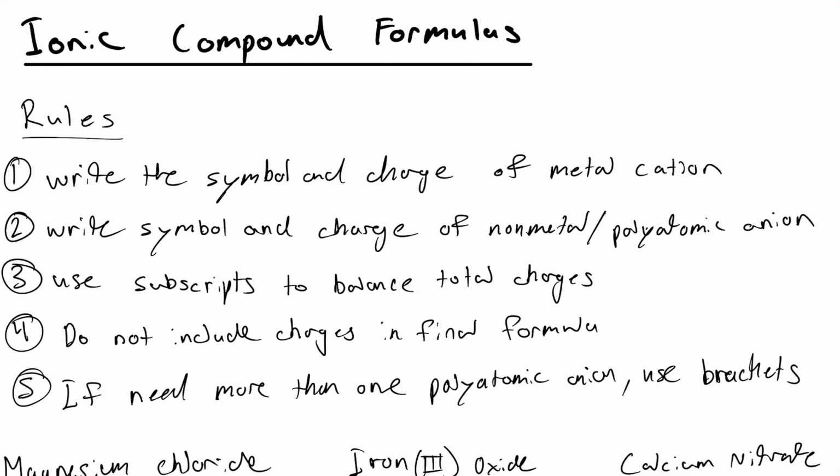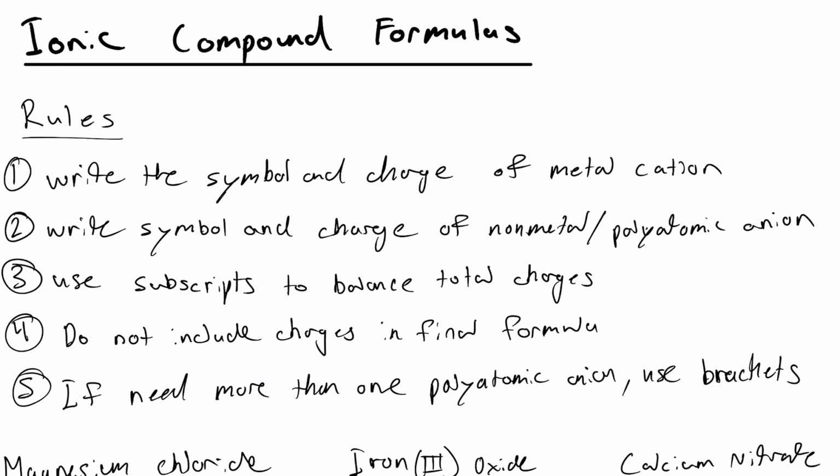Hey everyone, so in this video I'll be showing you guys exactly how to write the chemical formulas for ionic compounds. So before we can do that, we need to understand what an ionic compound is. Essentially, an ionic compound is just a compound which is made up of a metal and a nonmetal, or a metal and a polyatomic ion.